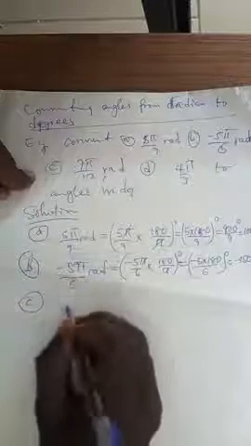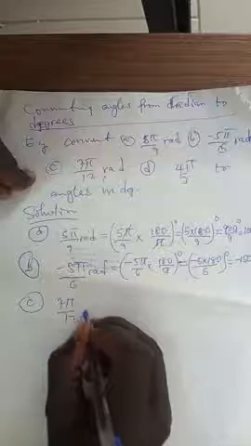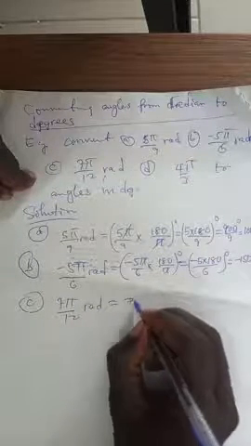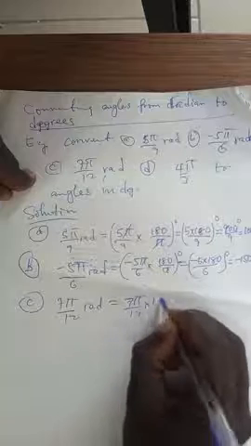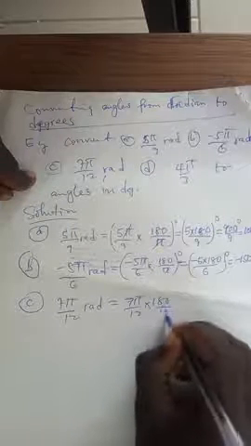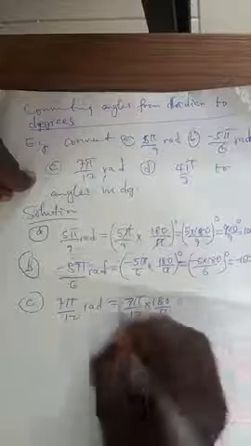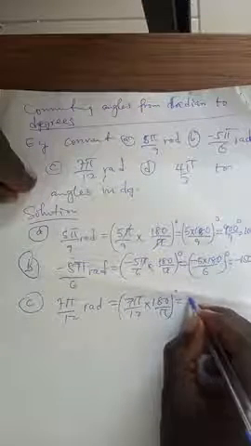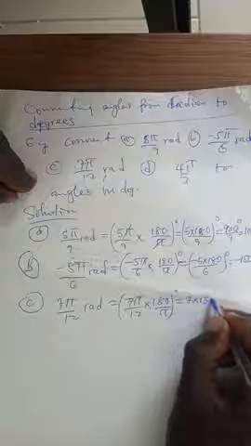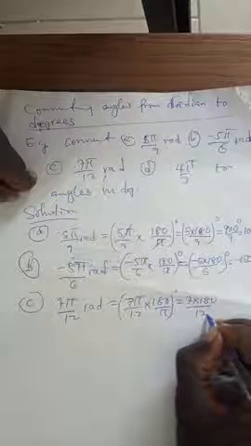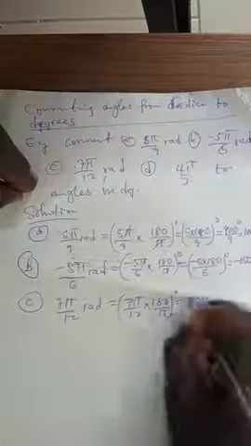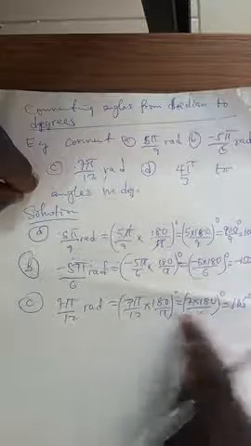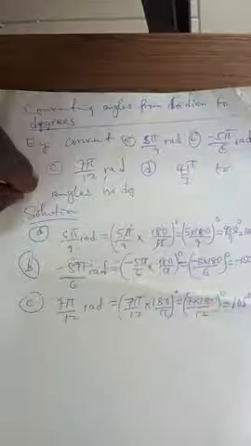So we have the C part. We are given 7 pi over 12 in radian. We should convert to degrees. So we have 7 pi over 12 times 180 over pi. Pi will cancel pi, so the answer is going to be in degree whatsoever the evaluation may give. So we have 7 times 180 over 12. And this is going to give us an angle in degree, which is 105 degrees after multiplying 7 by 180 and dividing by 12.